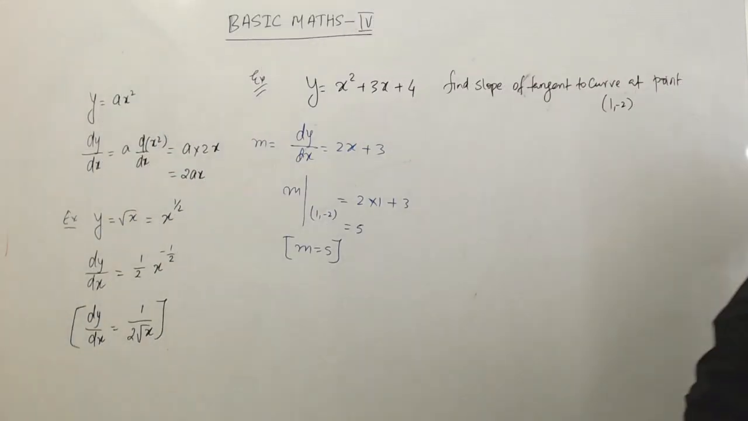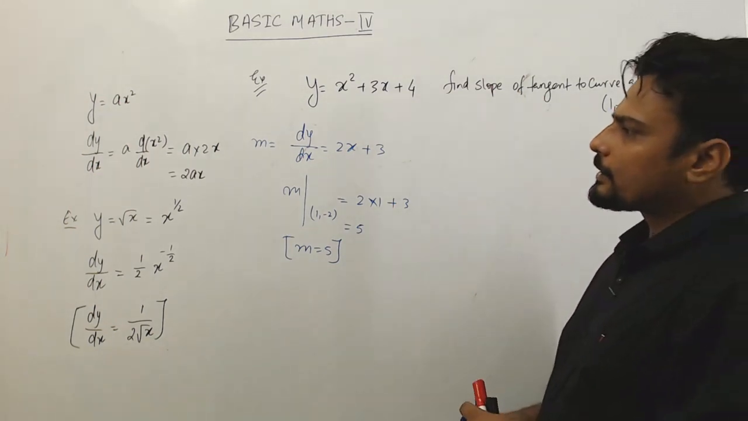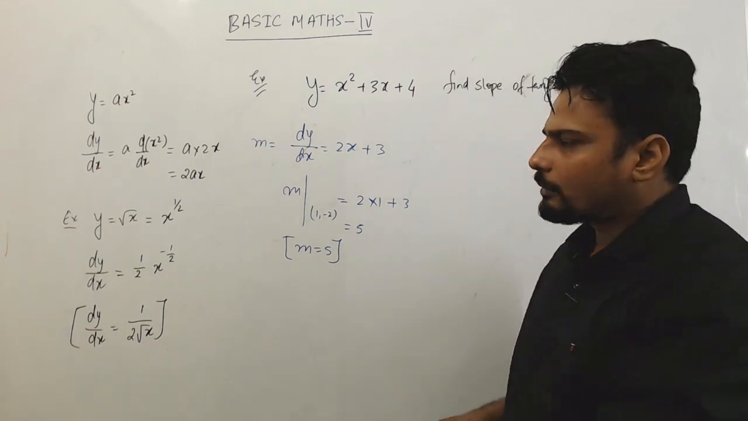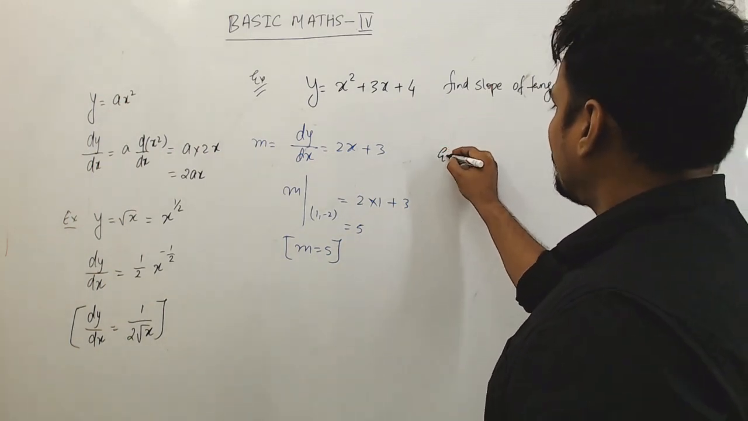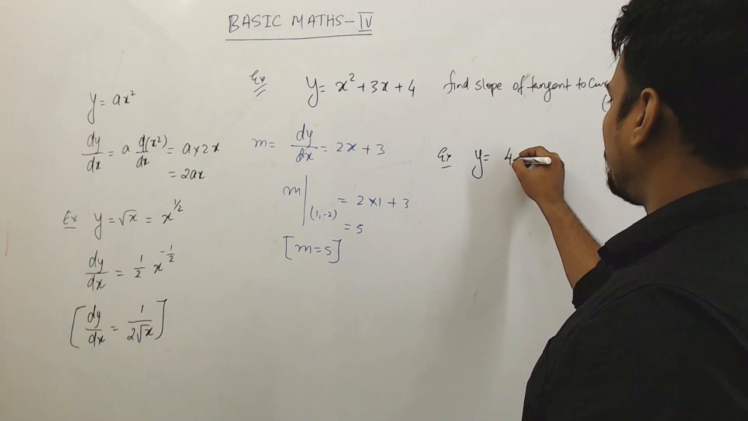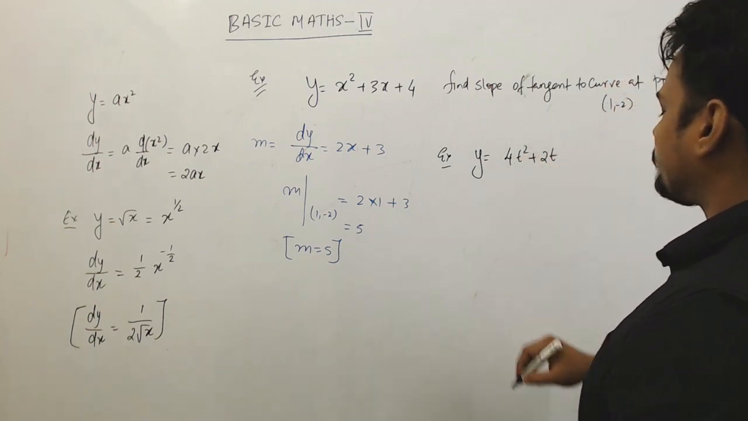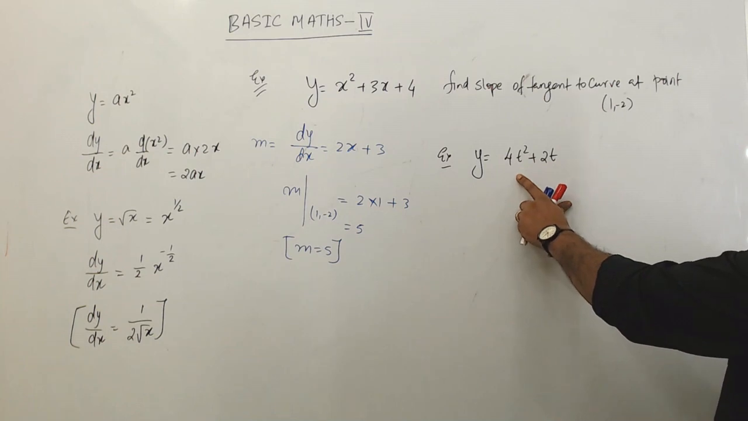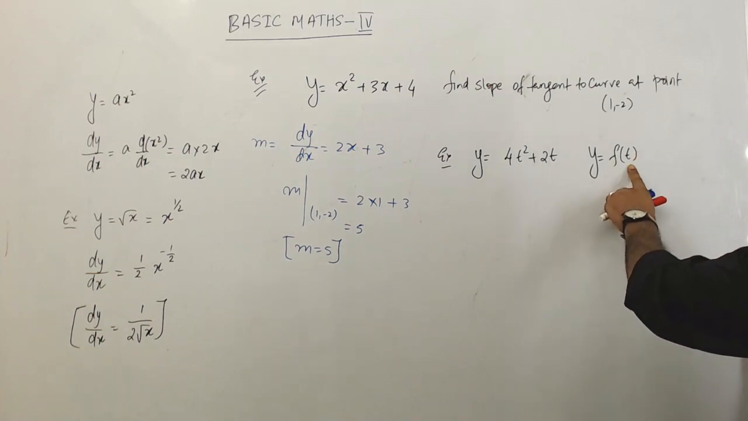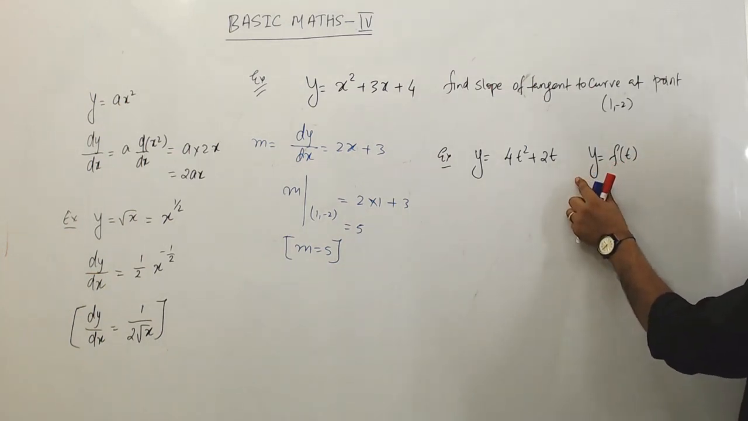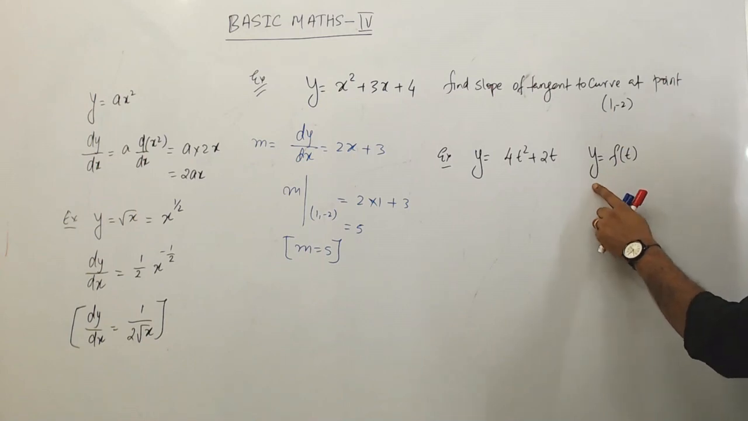All good? Now, it's not like only x would be there. We can also have other variables. Maybe it could be t, could be m, or could be anything. Okay. So let me show you one example that way. Say I have y is equal to 4t squared plus 2t. I want to differentiate this with respect to t because y over here is a function of t. So the independent variable is t. The value of y would change only with respect to t over here. It means I have to differentiate this with respect to t.